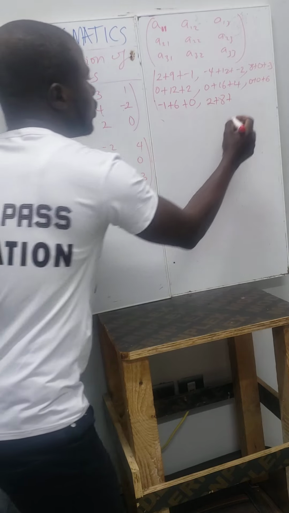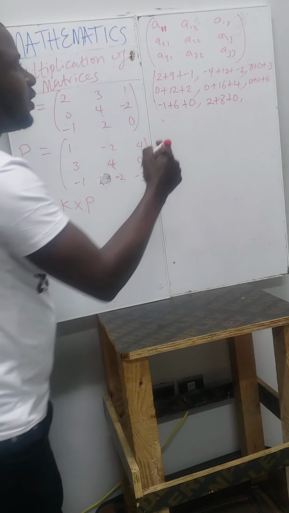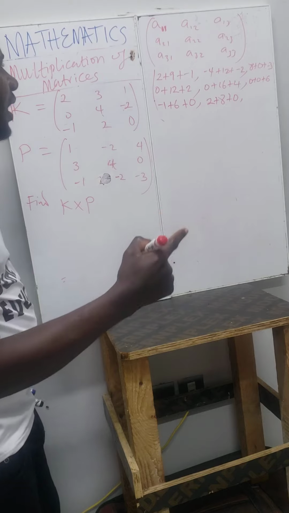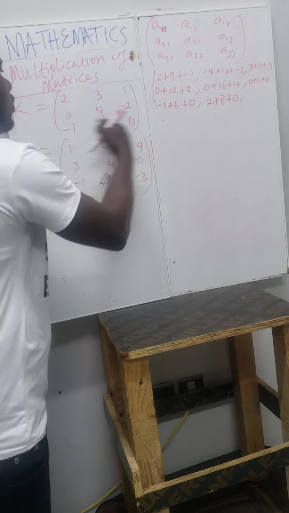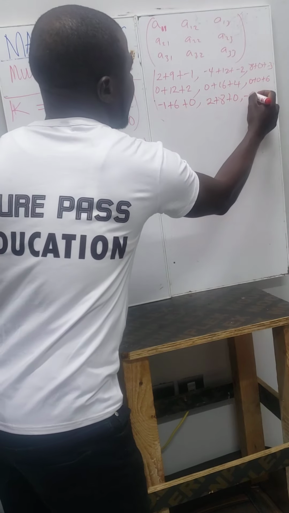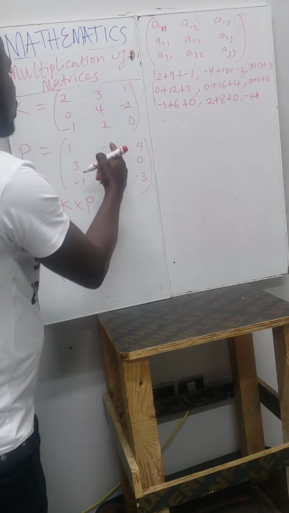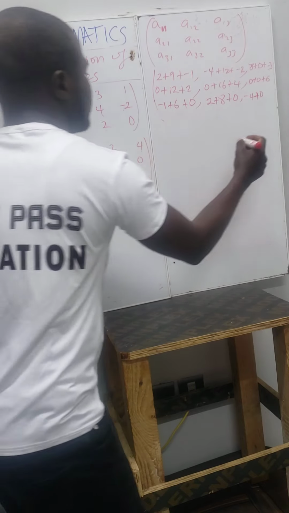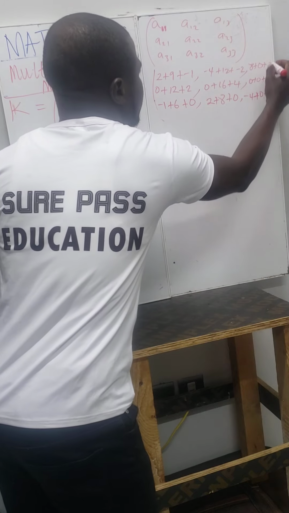minus 2, 0, comma. Then the last one is A33. Simply means the element along the third row of the first matrix multiplied by the element along the third column of the second matrix. This one, this one, this one, this one. You understand that? Minus 1 times 4, minus 4, plus 2 times 0, 0, plus 0 times 3 is still 0.